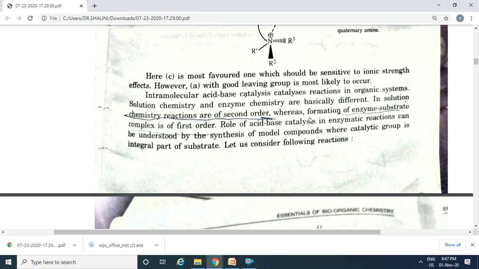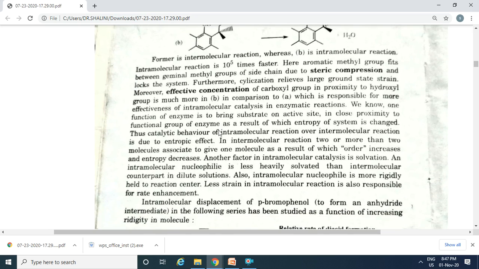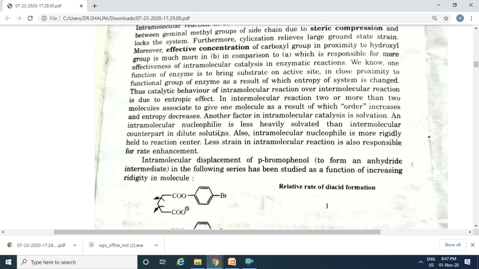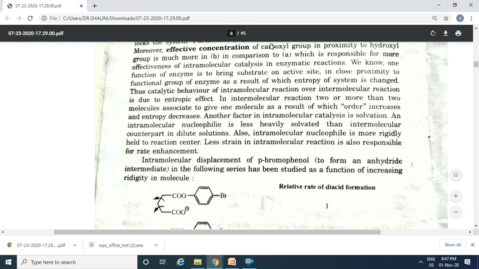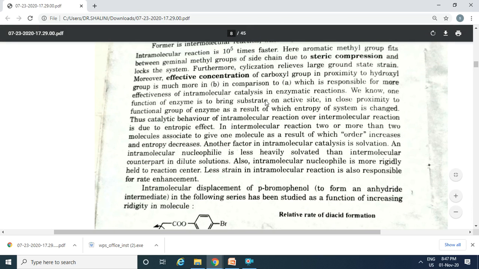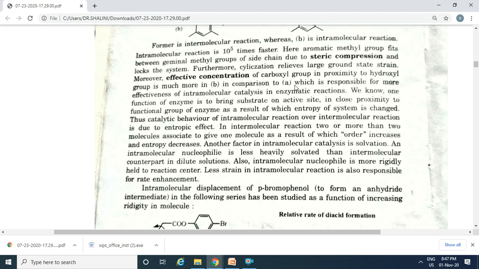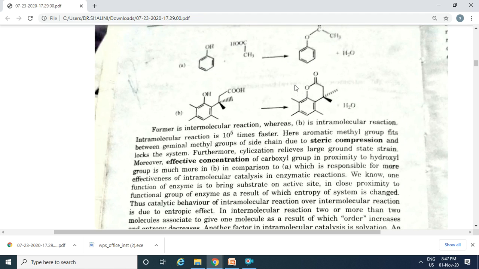reactions are of second order, whereas formation of the enzyme substrate complex is first order. Furthermore, cyclization relieves large ground state strain. Moreover, the effective concentration of the carboxyl group in proximity to the hydroxyl group is much more in B in comparison to A, which is responsible for the greater effectiveness of intramolecular catalysis in enzymatic reactions.